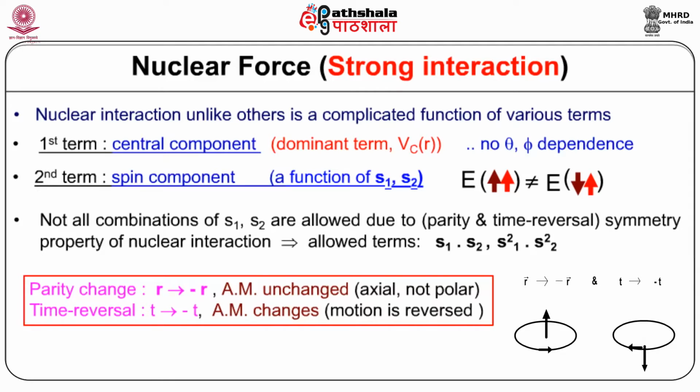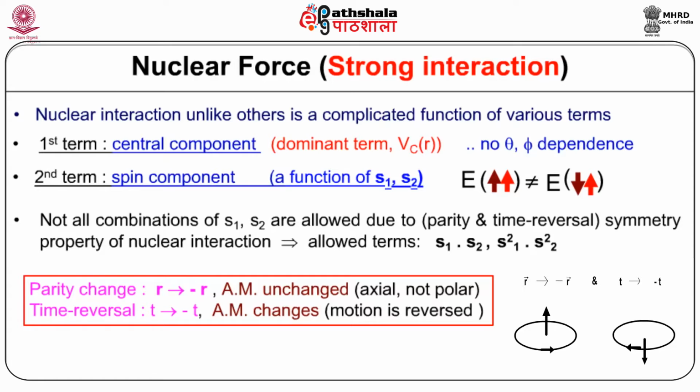The second term is the spin component. Spin component means the nuclear force depends upon the spin of the nucleons also, so it is a function of S1 and S2. And this we can conclude from our observation that the energy E for deuteron with parallel spin, neutron and proton, is not equal to E for deuteron with antiparallel spin.